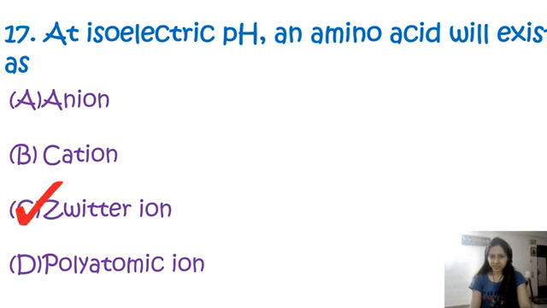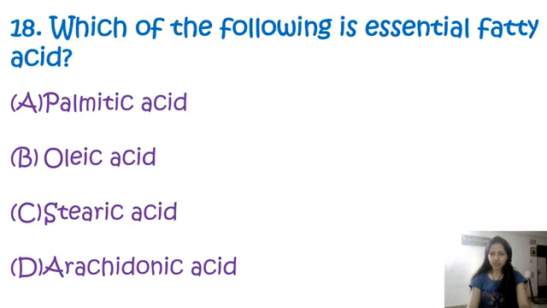Next. Question number 18. Which of the following is an essential fatty acid? So options are palmitic acid, oleic acid, stearic acid, or arachidonic acid. So the correct option will be D, that is arachidonic acid.